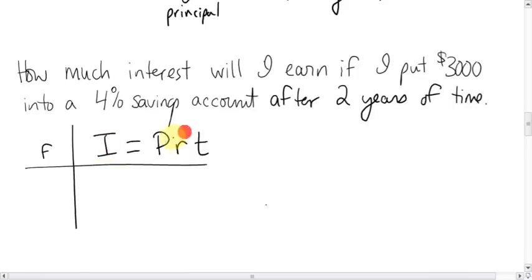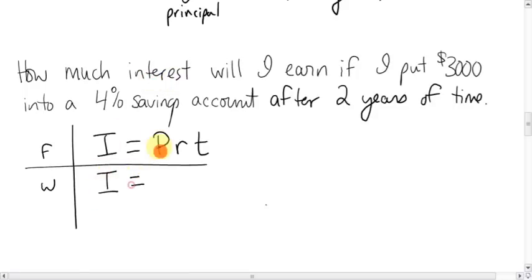All I got to do is sub in the numbers. I don't have to do any weird rearranging here. So it's already solved for I, the way this formula is written. So all I got to do is do the work. How much interest? I don't know how much interest there is, so just leave it as I equals.